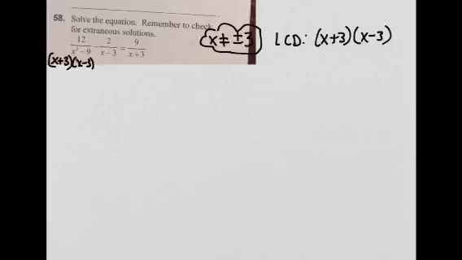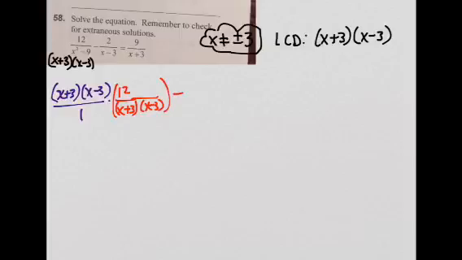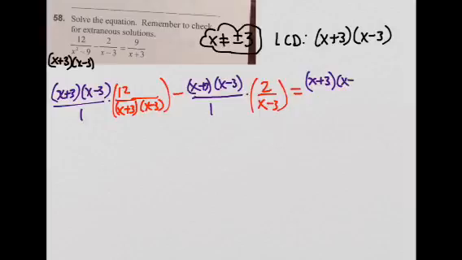So I'll start off with, change the color, x plus 3, x minus 3 over 1 times 12 over x plus 3, okay, like that, and then minus x plus 3, okay, over 1 times 2 x minus 3 equals x plus 3 times x minus 3 over 1 times 9 over x plus 3.